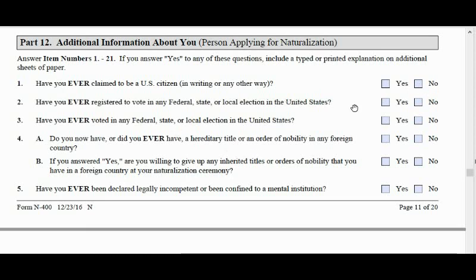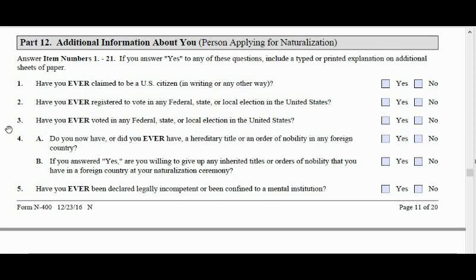One thing I'm going to tell you about this question is to just answer the question honestly. Don't lie on the application. Number two: have you registered to vote in any federal, state, or local election in the United States of America? Basically, only a U.S. citizen can do stuff like this. But if you ever did it when you were not a U.S. citizen, then you check yes. If not, you check no.